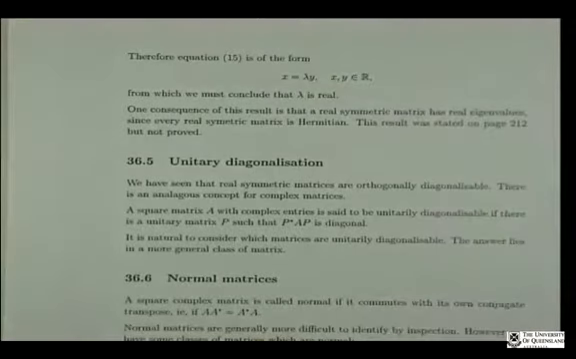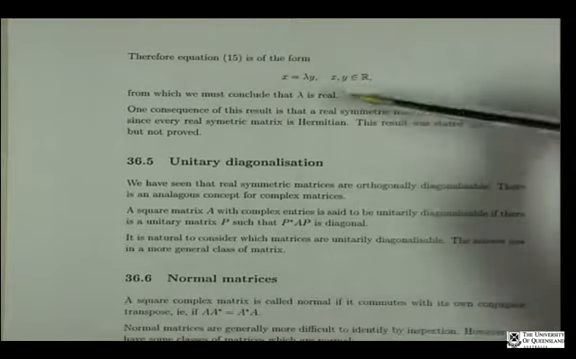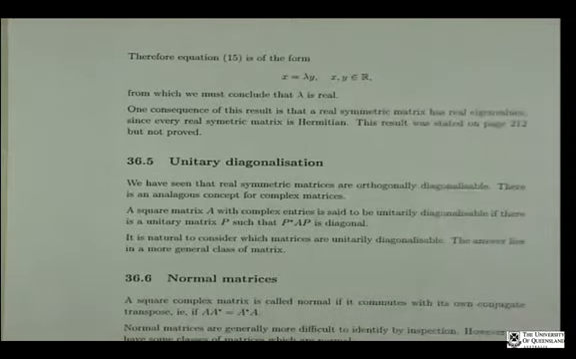This equation 15 is of the form x equals lambda y, where x and y are both real numbers. There's no way that lambda can be complex, or have a non-zero imaginary component. So the conclusion is that lambda must be real, hence all Hermitian matrices have real eigenvalues. And we also get for free, since all real symmetric matrices are Hermitian, that all real symmetric matrices must have real eigenvalues.